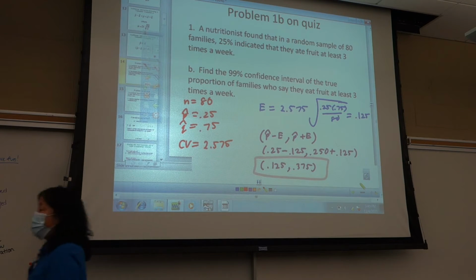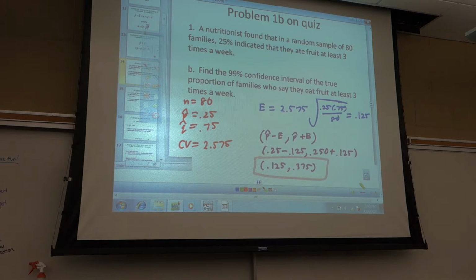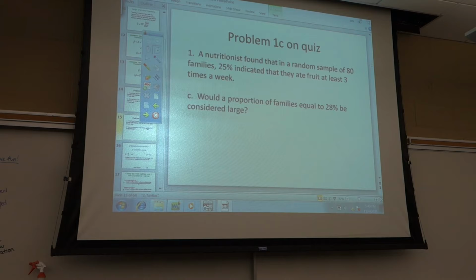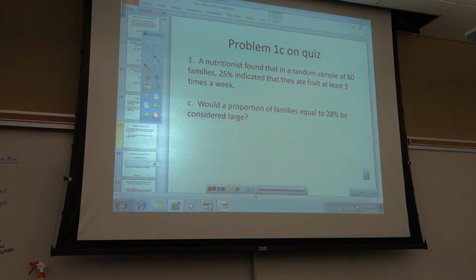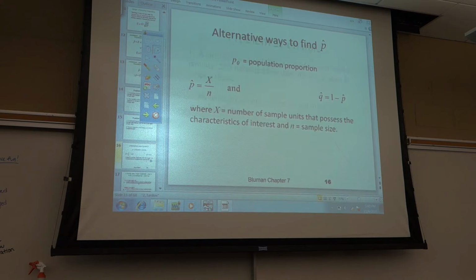Yeah. Great. So the last question was, is a proportion of 28% considered large? No. It's within the confidence interval, right? Okay. Great. All right, so then let's take a look at the next thing we talked about.